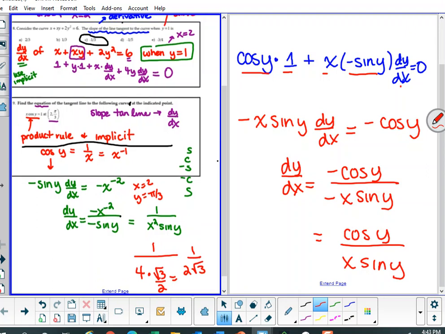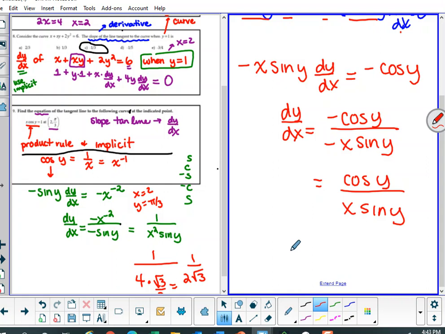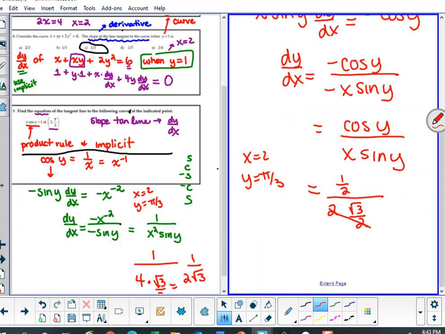Okay. Over here, x is 2 and y is pi over 3. So this would be cosine of pi over 3. Cosine of 60 is a half. And then this is 2. And then this is root 3 over 2. Those divide. So I have 1/2 over root 3, which is 1 over 2 root 3. Oh, they're the same. Oh, sweet.